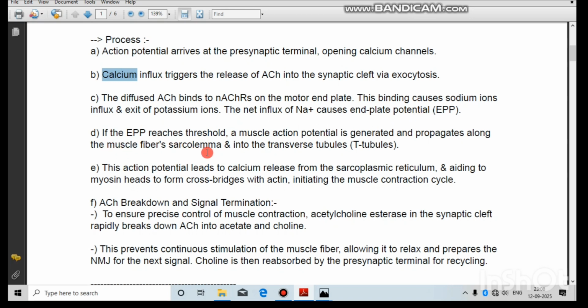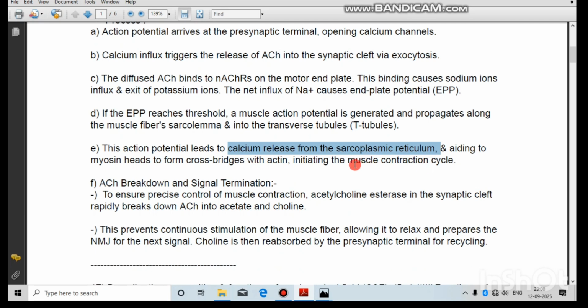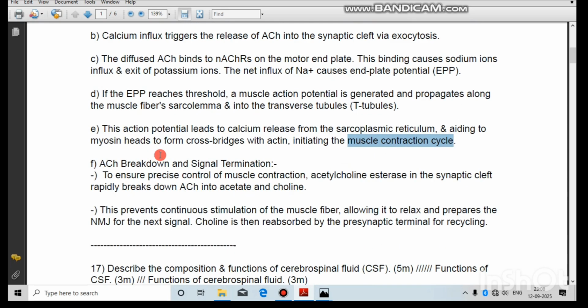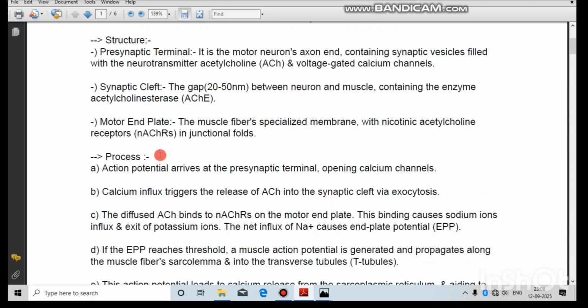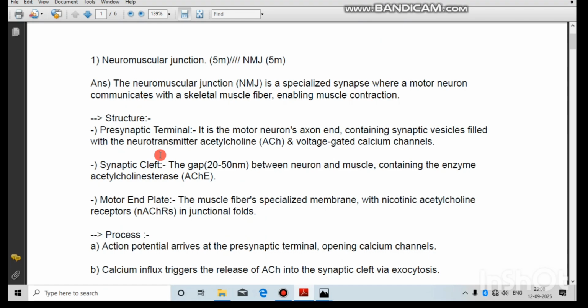If the end plate potential reaches threshold, then the muscle action potential will occur, and that will lead to the T tubules. In the T tubules we have got calcium, so that calcium will be released from the sarcoplasmic reticulum, and it will help for the muscle contraction cycle. So this is all about the NMJ, guys, the neuromuscular junction. So this is the 5 marker.